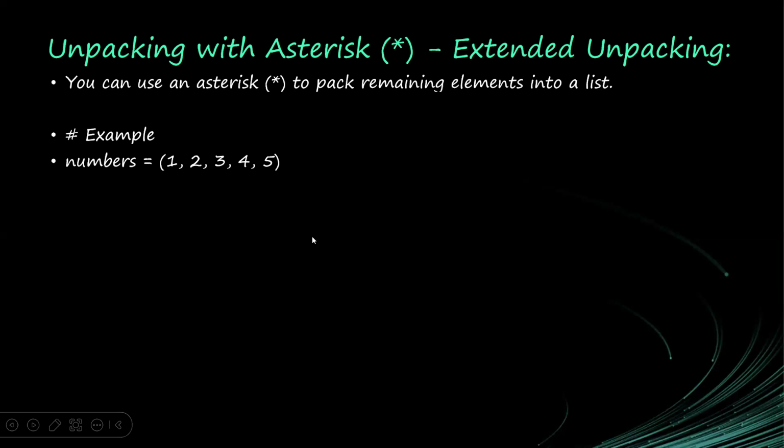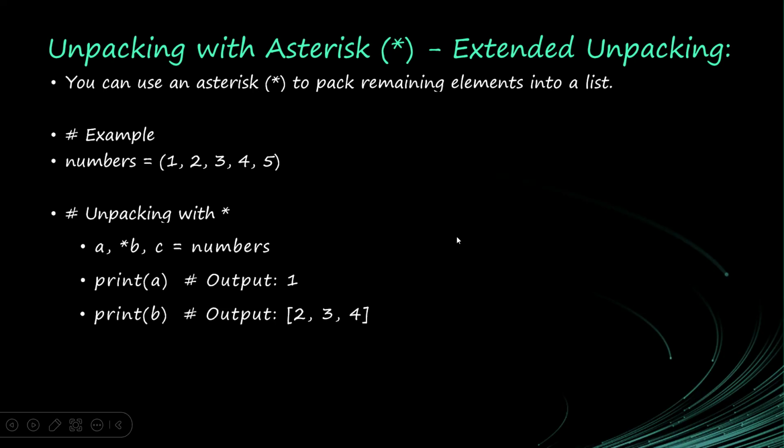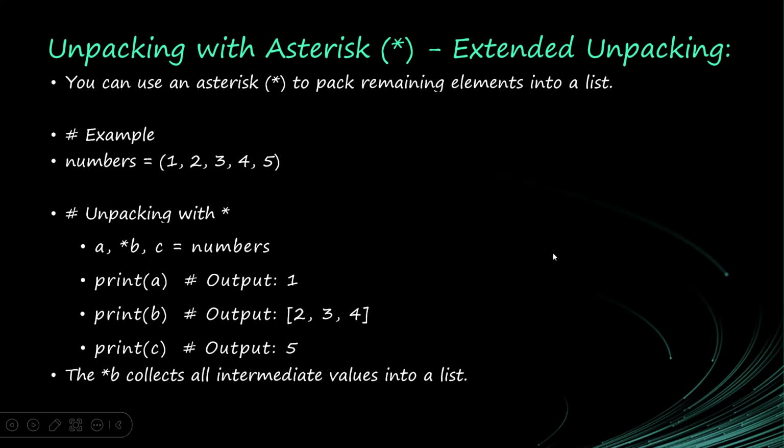All right, so we have this example here. We have this tuple, and we are unpacking it with the asterisk. So you can see A, asterisk B, and C. So 1 will be assigned to A, 5 will be assigned to C. The remaining ones will now be assigned to B. Okay, we print A, which is 1, we print B, which is the unpacking 2, 3, 4, and C is 5. So the position of this asterisk in the unpacking actually matters.